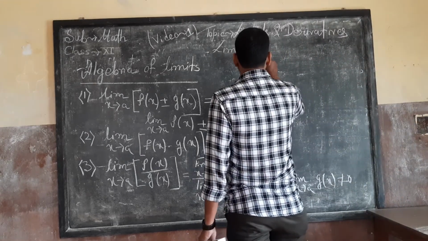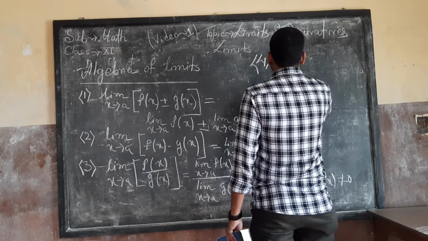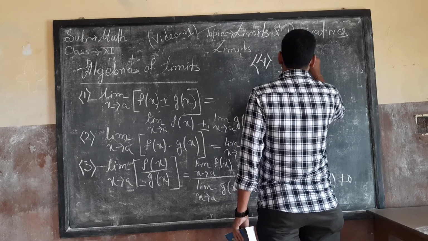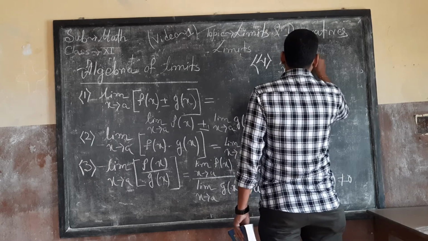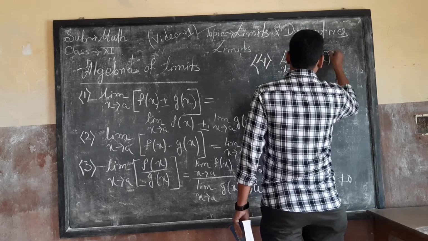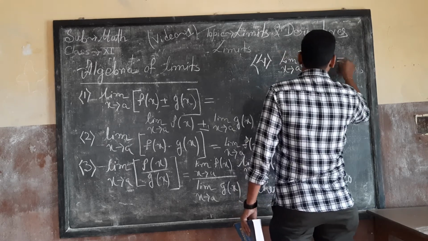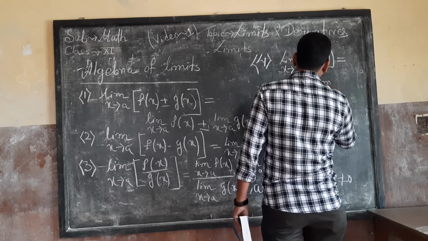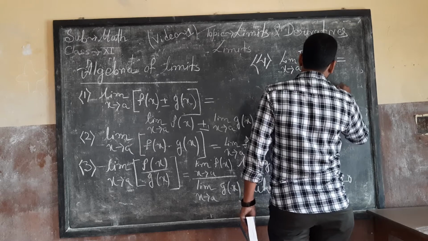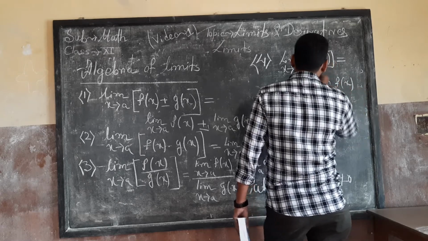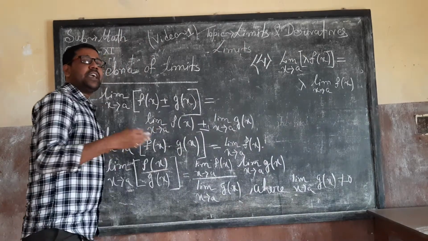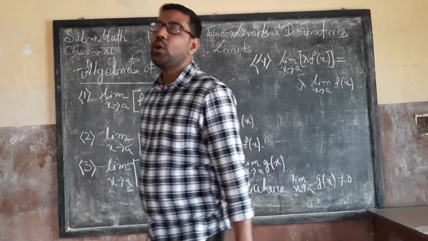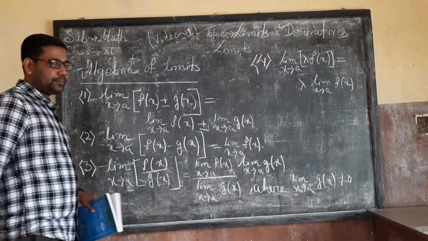The fourth one, the limit x tends to a of lambda f(x) is equal to lambda times the limit x tends to a f(x). Here lambda is any constant. So we mainly use these four algebra of limits.